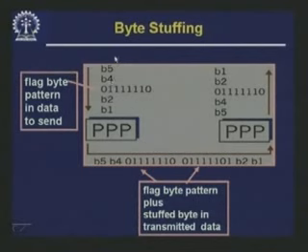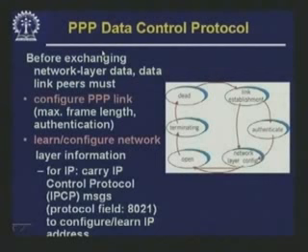So, this is the one. Inside the data you have this pattern, the same thing I have shown. So, PPP will send first B1, then B2, etc., and then instead of sending one of them, 0 1 1 1 1 1 1 0, it sends two of them, and then B4 and B5. So, this is the byte stuffing which is used by PPP.